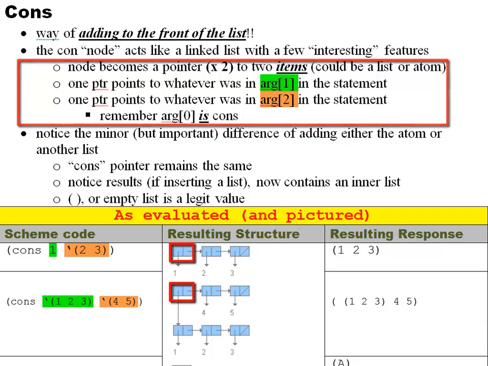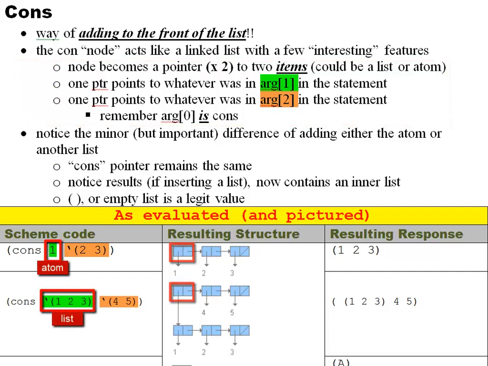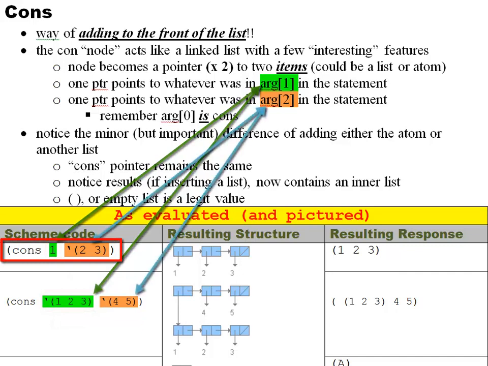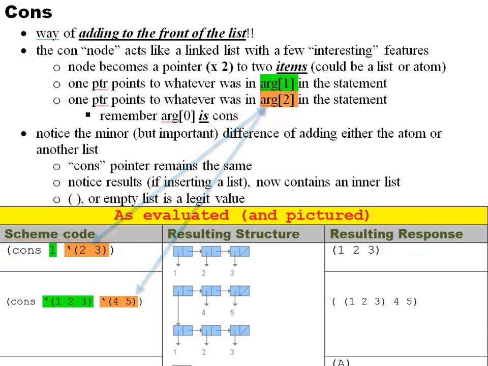Now, I have to be kind of vague here because the item could be a list or an atom or a single element. One pointer points to whatever is in argument number 1 in the statement, as you see below with cons 1 and then list 2, 3. The other pointer points to whatever is in argument number 2 in the statement. Now remember, argument 0 is cons itself, so that's why I have to go 1 and 2.